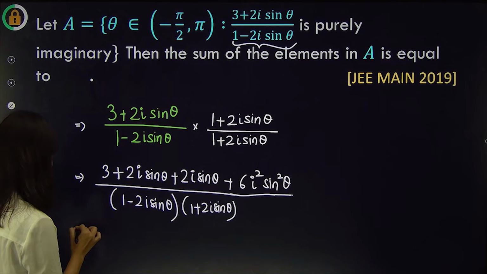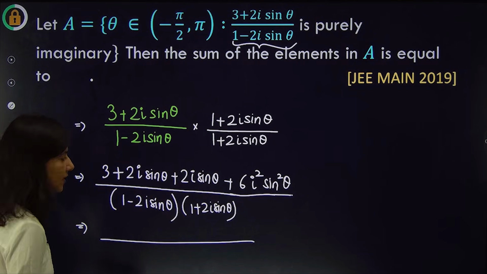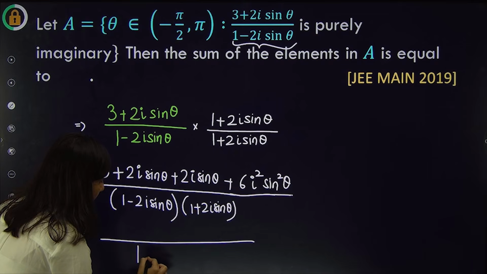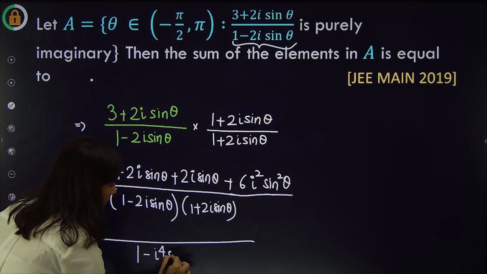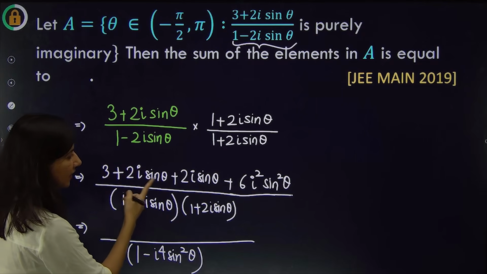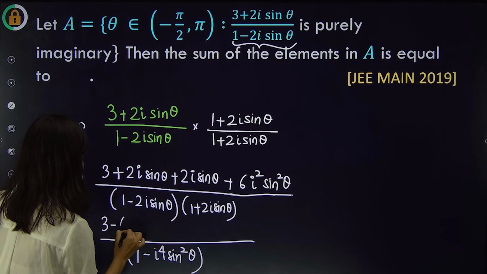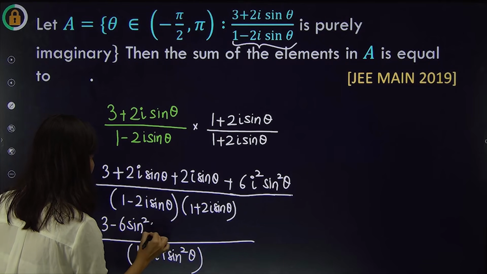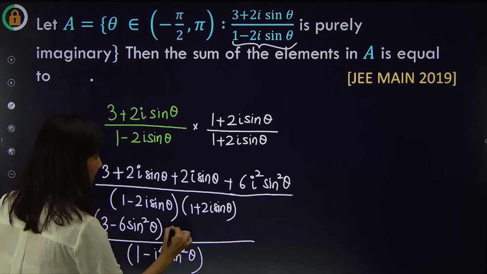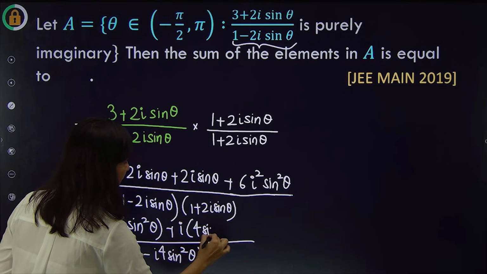Okay. A minus b, a plus b is a square minus b square. What about this? 3, and this will be minus 6 sine square theta. So this is 3 minus 6 sine square theta. This is your real part, plus this is 4 iota, so iota times 4 sine theta.